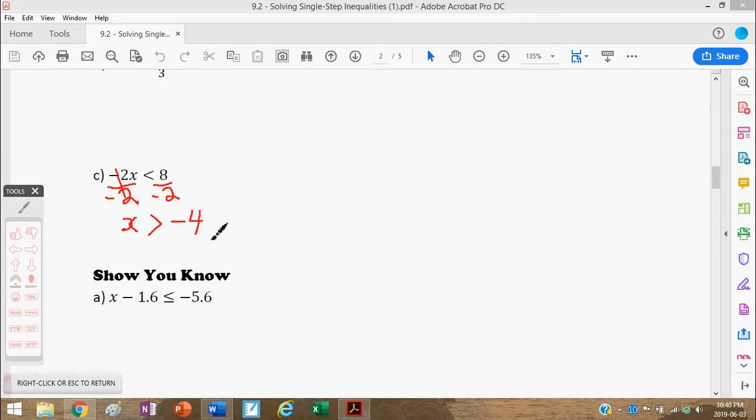So I'm left now with x is greater than negative 4. So let's pick a number bigger than negative 4. Like, I don't know, something easy, 0. Okay, good. Negative 2 times 0 is 0. Hey, 0 is less than 8. Perfect. Okay, let's pick another one. Negative 3. It's greater than negative 4. Negative 2 times negative 3 is positive 6. Hey, 6 is less than 8. Must work. All right, your turn.